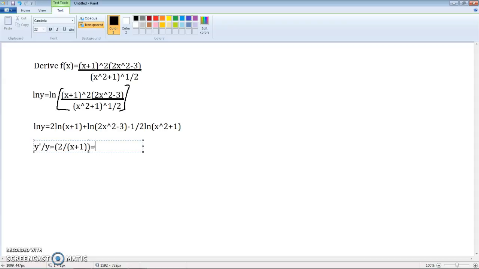And then plus the derivative of the next part, which would be 4x divided by 2x squared minus 3. Okay. Oh, minus 3. Sorry about that. Okay. And then I'm going to take the derivative of the next part, which would be minus x over x squared plus 1.